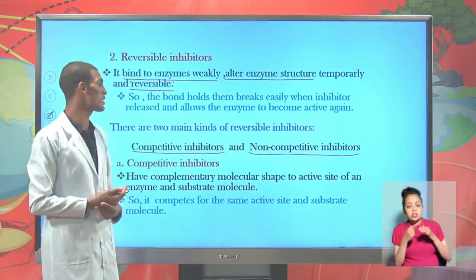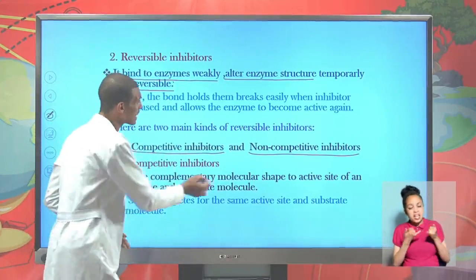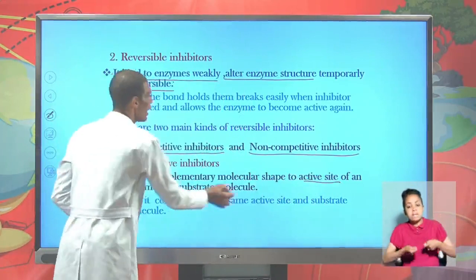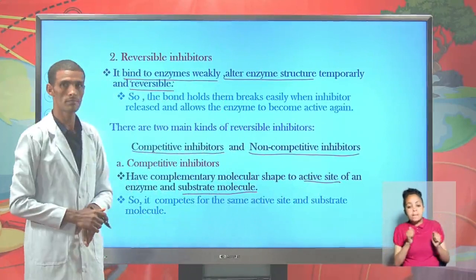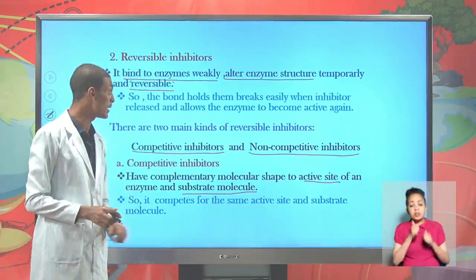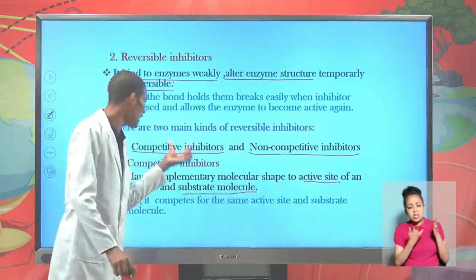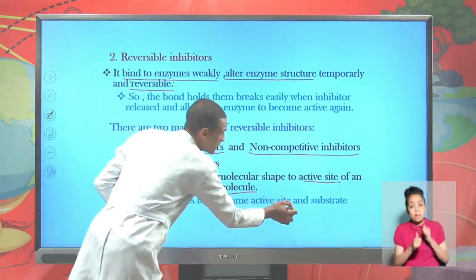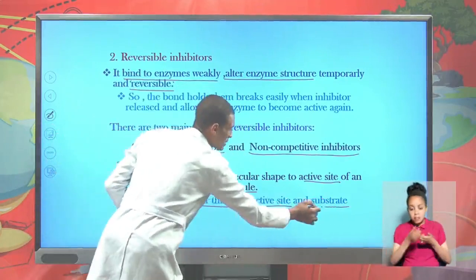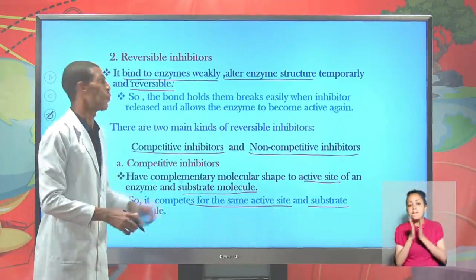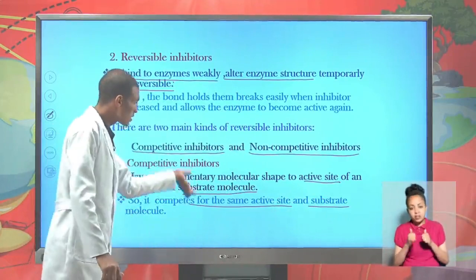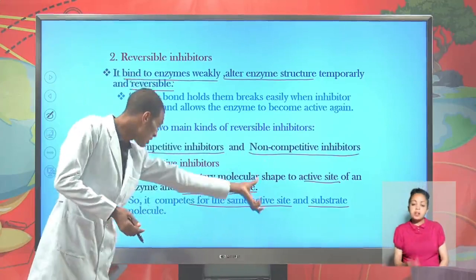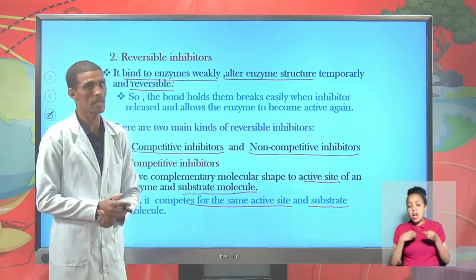A competitive reversible inhibitor is an inhibitor that has a shape complementary to the enzyme active site and the same shape as the substrate that can be catalyzed. So, a competitive reversible inhibitor has the same shape as the substrate that binds with the active site, so it competes for the active site of the enzyme. We say it is a competitive reversible inhibitor because it competes for both of these. They compete for the active site and for the substrate of an enzyme.